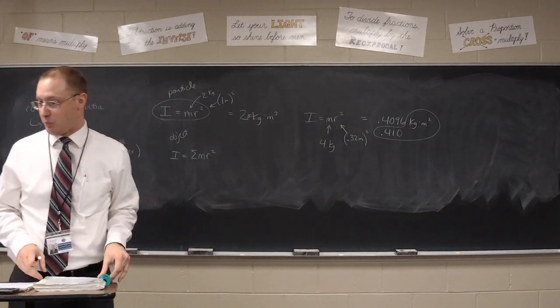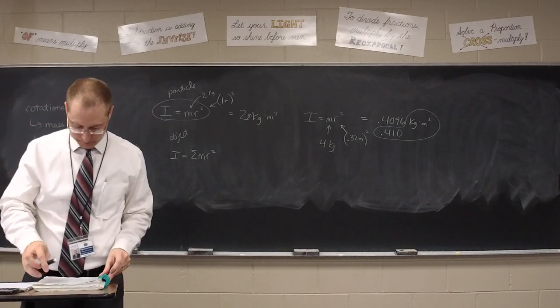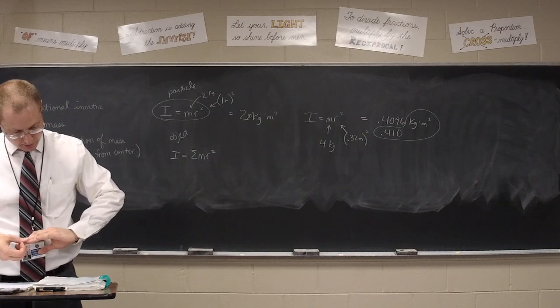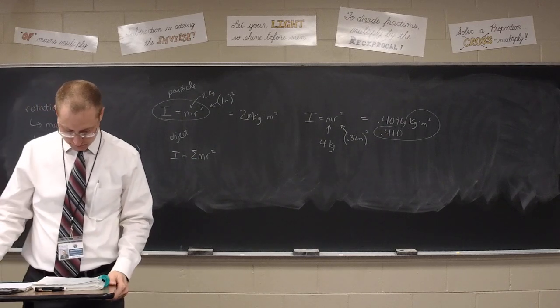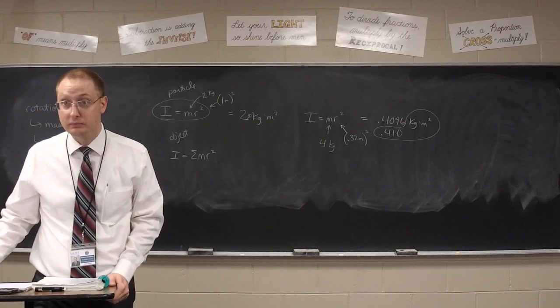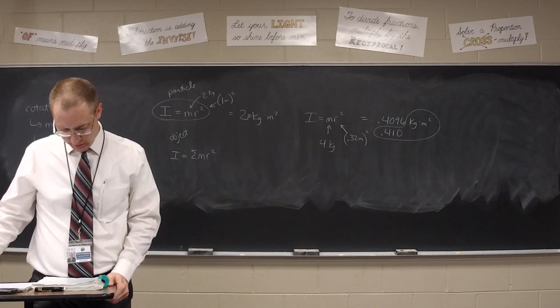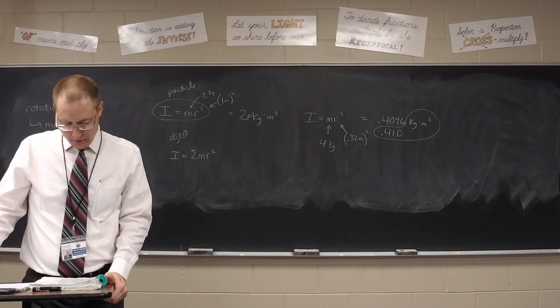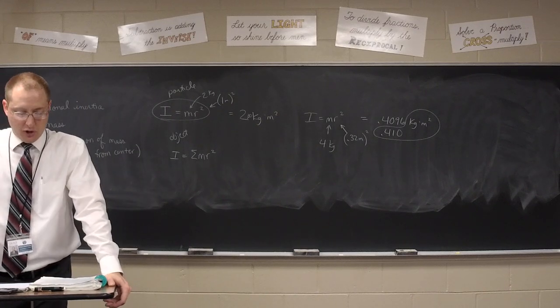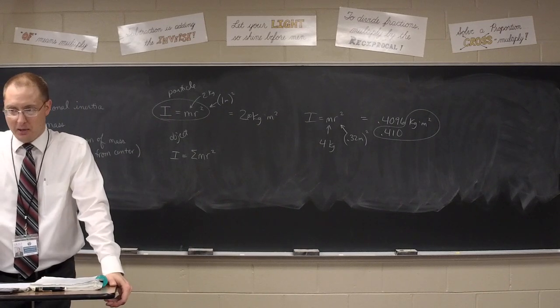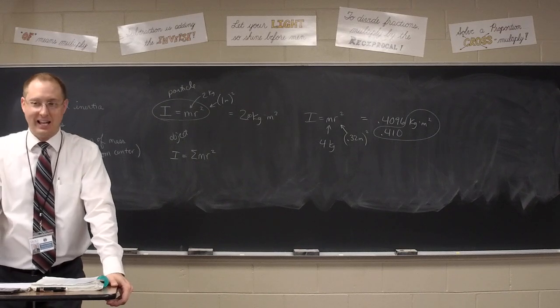Example 13.8, read that for us if you would, Audrey. The U.S. quarter, 25 cents, has a diameter of 24.3 millimeters and a mass of 5.67 grams. Find the moment of inertia for a quarter that has been flipped into the air and overhead. Now the 25 cents is just there to make sure you understand that by quarter they're talking about a coin. That's all, okay?